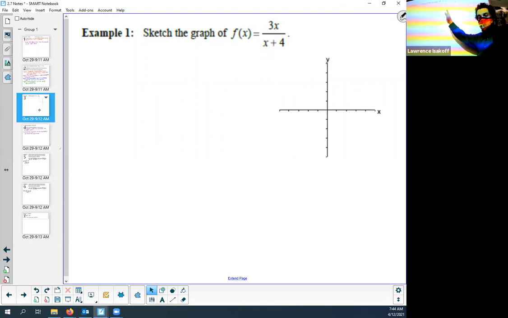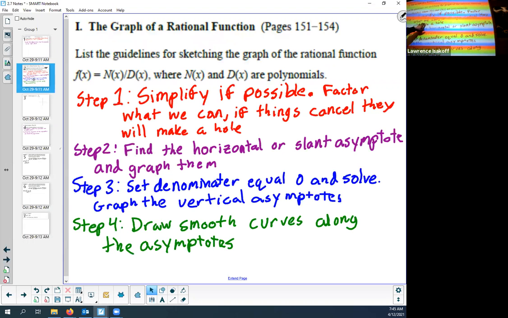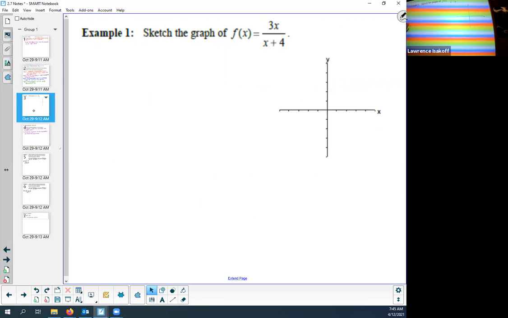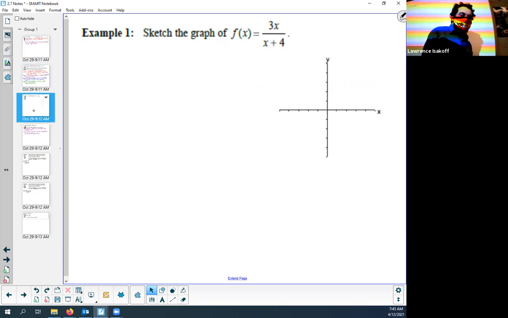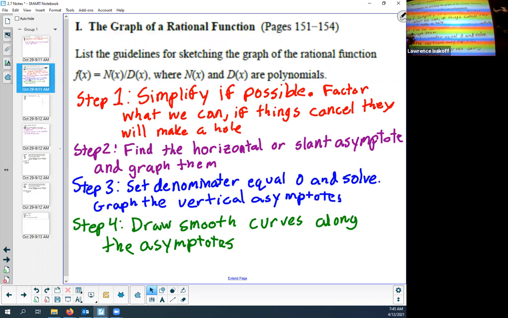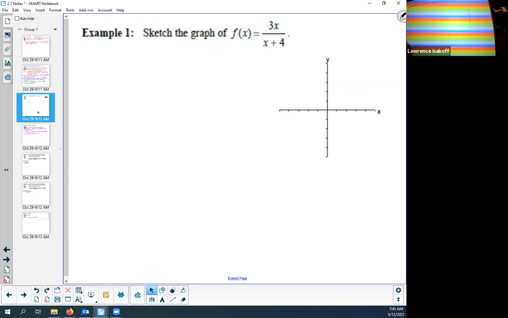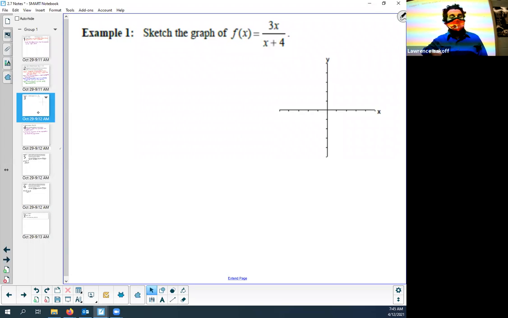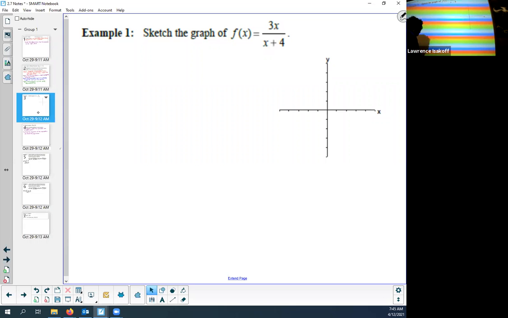So let's sketch the graph of this equation here. Again, step 1, simplify as possible, factor what we can. The numerator is as simple as possible, the denominator is as simple as possible. No need to factor, nothing cancels there. Step 2 says find the horizontal or slant asymptote. In this one, my numerator is 3x, my denominator is x plus 4. They are of equal power, so that's going to give me a horizontal asymptote.